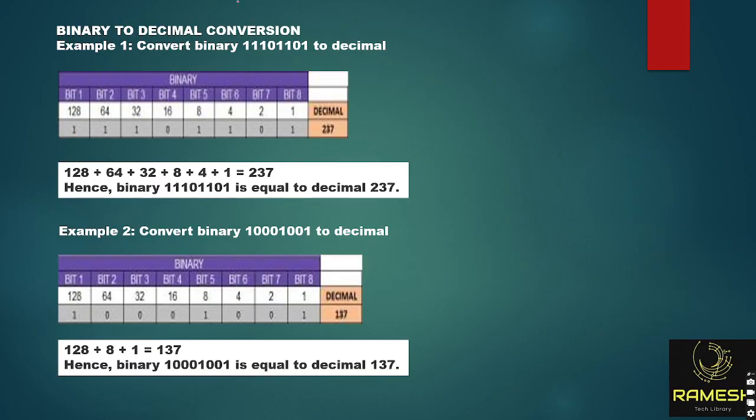So let's do this. This is a binary value. If you want to convert from binary to decimal, this is the table. See, the first bit is set to 1, 128 plus 64 plus 32. The first three bits are set to 1. Now the fourth bit is set to 0.